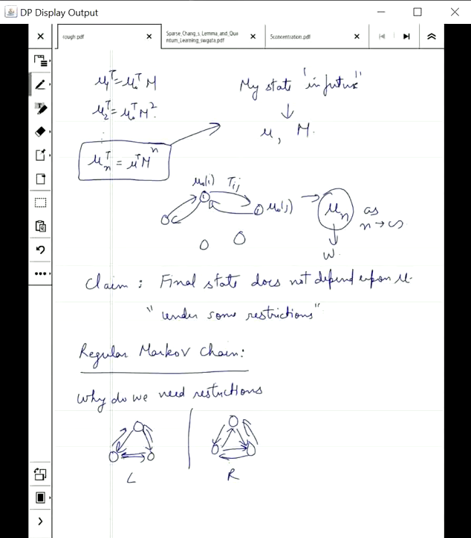There is another case. Let's say this Markov chain, which we have already seen. So again, if I look at even time steps, I will be on the right side. If I look at odd steps, I will be on the left side. In these cases, we cannot converge to a single distribution. Barring these exceptions, we can define something which is called a regular Markov chain. It will remove these trivial possibilities.